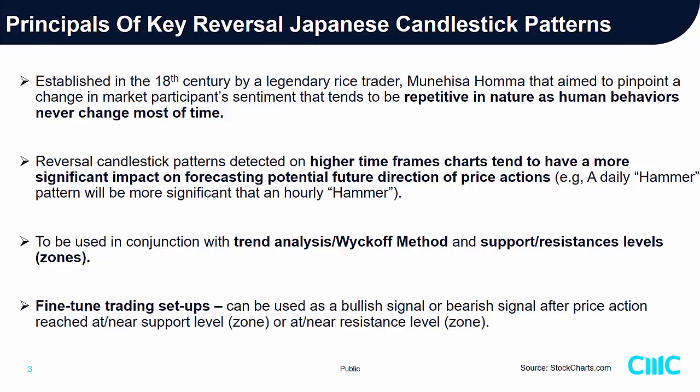In order for us to detect such price behavior or a change in sentiment, we've got to know how to spot what I call key reversal Japanese candlestick patterns, which will help us in this aspect of trading. In a nutshell, it was established in the 18th century, way before Charles Dow created the Western bar chart or the Western form of technical analysis using the Dow theory. Japanese candlesticks, together with the key reversal candlestick patterns, were established by a legendary Japanese rice trader called Mr. Homma.